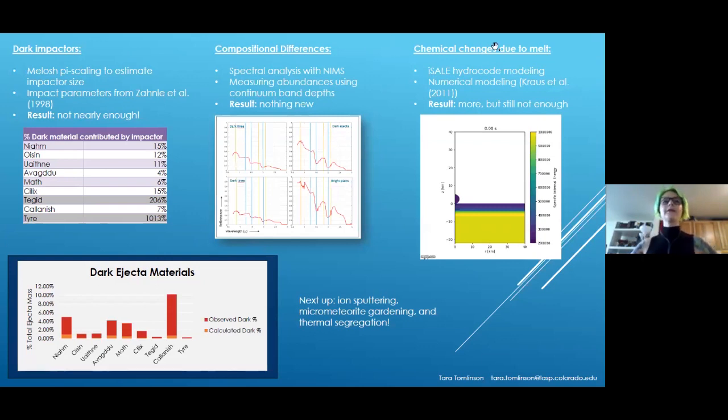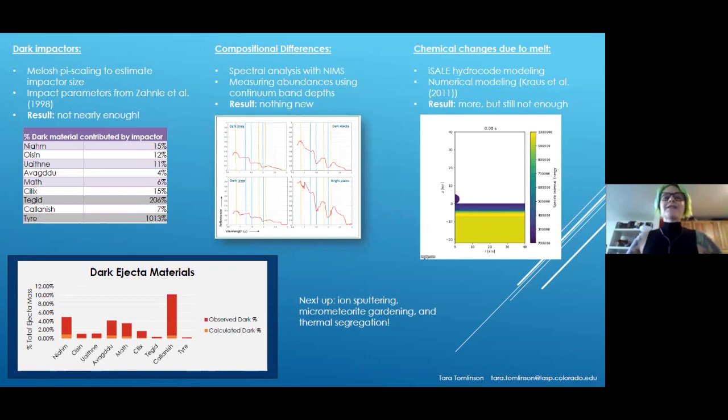Okay, so here are our 3 contenders. First off, let's look at the dark impactor hypothesis. To find the size of a probable impactor for each crater, I used pi scaling combined with standard impact parameters from Zeilnhofer et al. I found that in almost every case, the impactor could not contribute nearly enough dark material to match what we see in the ejecta. There are 2 special cases you might notice there. Those are erroneous for this particular method. Happy to talk about why later if you like.